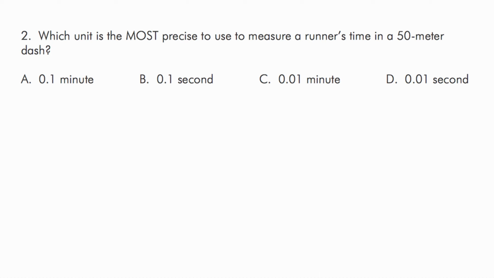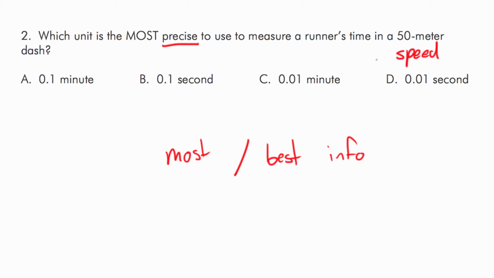Question number 2 says, which unit is the most precise to use to measure a runner's time in a 50-meter dash? So right now I'm talking about the word precise. And I should take precise to mean like exacting or accurate. So it's going to give me the most or best information. And I'm talking about a 50-meter dash. And if I can remember, 50-meter dashes have to do with track and running. And this is going to have to do with speed. And speed I usually measure with time.